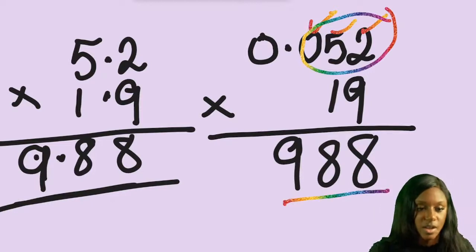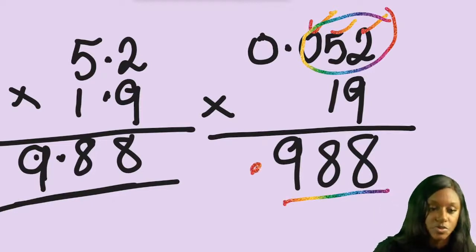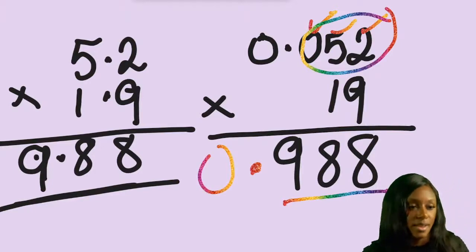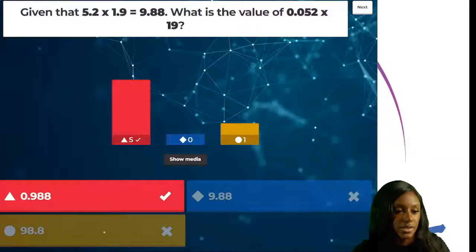3 digits here, the decimal point comes right here. So the answer is 0.988. Very simple, very straightforward by just counting your decimal places in your question.